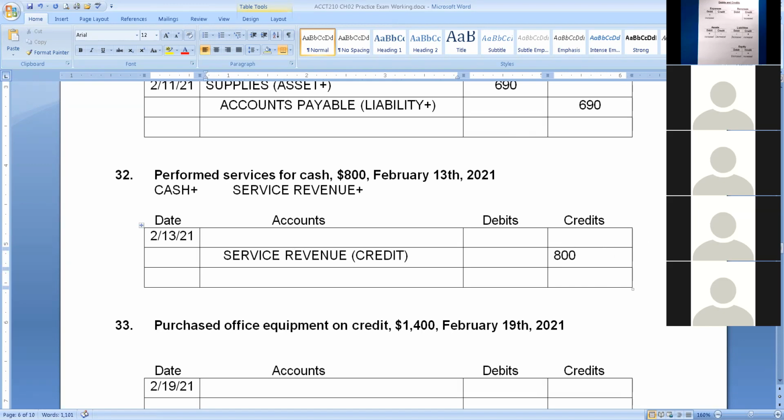And cash, an asset going up. But again, once you run into the revenue, you say yippee, because you know that that is always going to be a credit. So if you have a revenue, it's a credit.